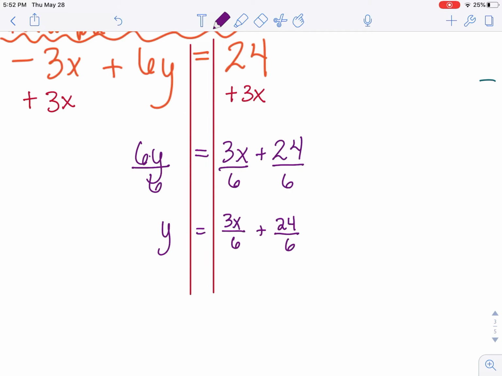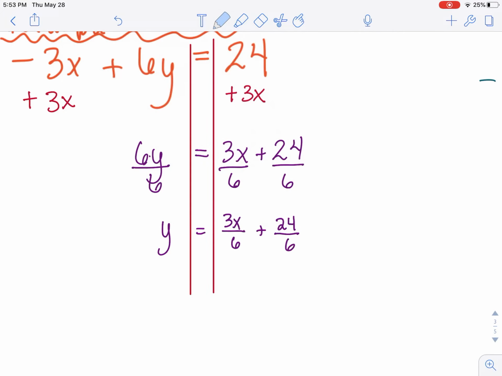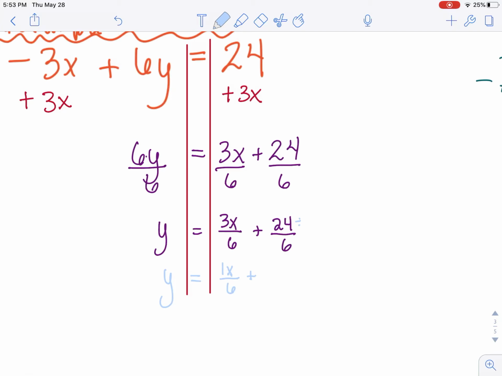So now I'm forcing you to go back to unit 1. All right? In unit 1, we did a few things. First of all, these fractions need to be simplified. So I can say y equals, change this to 1x over 6 plus, and 24 divided by 6. Well, they both can be divided by 6. 24 divided by 6 is 4, 6 divided by 6 is 1, so that's the same as 4. That can be written as a whole number.